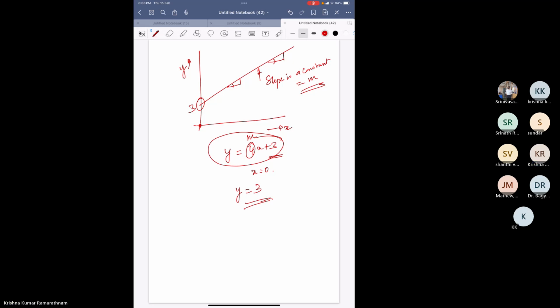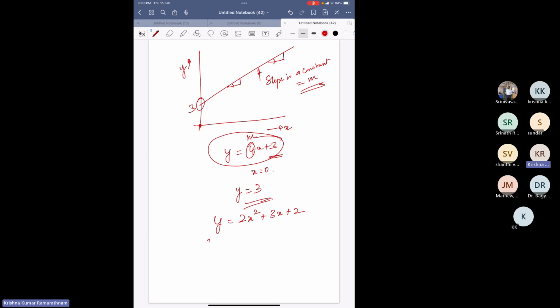Clear? We have learned a lot of calculus. Now, let us say y is equal to 2x squared plus 3x plus 2. Let's say I have an equation of this form.